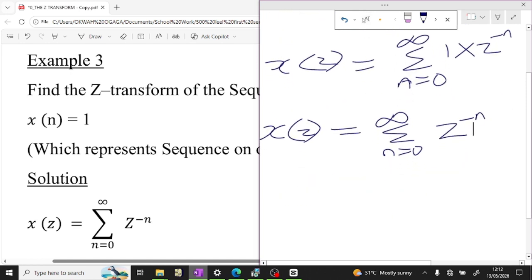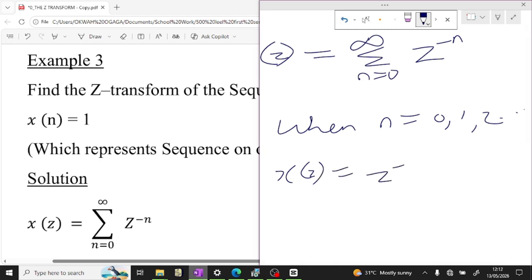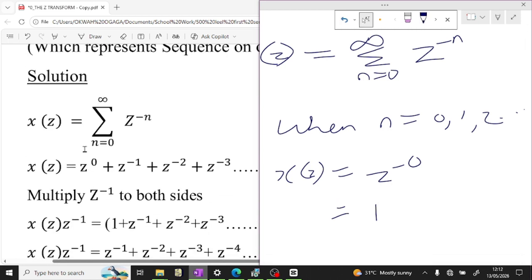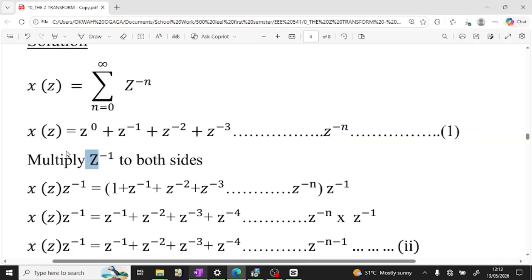So by the time you begin to say n equals 0, 1, 2, and so on, what do you have? For the first term, z to the power 0. Of course, that will give you 1. Which is what you have here, z to the power 0 gives you 1. The 1 should have been written here.